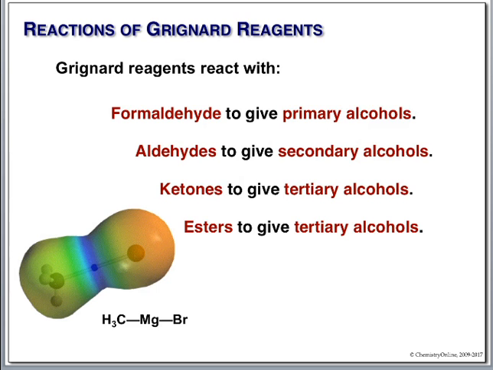Things that we will see about Grignards. If we take a Grignard reagent, we can react it with formaldehyde, that's 2 hydrogens, to get primary alcohols. Aldehydes will give us secondary alcohols. Ketones, tertiary. Esters, interesting, also give us tertiary alcohols. So let's run through all of these. Very simple.